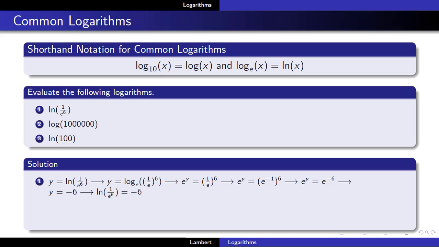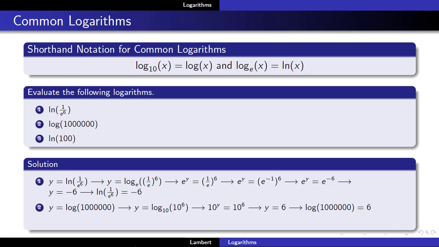So moving on to the next one, notice when we do not see a base there, this is just a log base 10. So we start by setting this equal to y, and to simplify this, we'll write y equals log base 10 of 1 million, which is just 10 to the 6th power, to make things simpler on ourselves. Now use those properties of exponents. We get 10 to the y equals 10 to the 6th. That means y equals 6, and we have our log of 1 million equals 6.